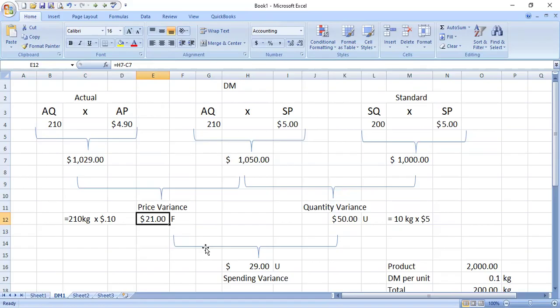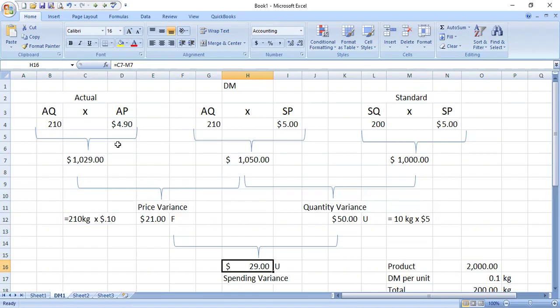So we're using more materials. Because we're using more materials, we're overspending $50. But magically, we get a reduction in the price. So we're not spending $5 per kilogram, we're spending $4.90 per kilogram. So we're saving $21. Now, the savings from the lower price is not big enough to cover the overspending for the extra kilogram use. That's why overall, we're spending $29 more.